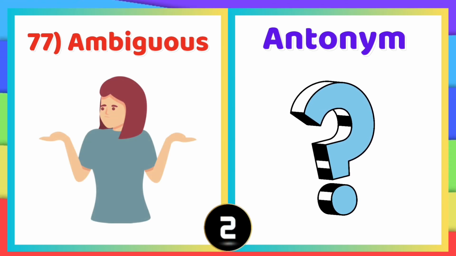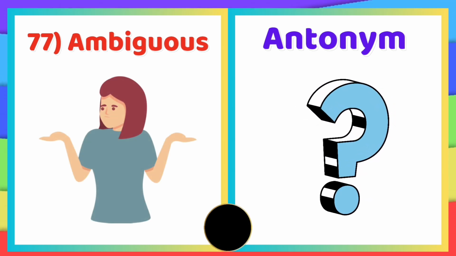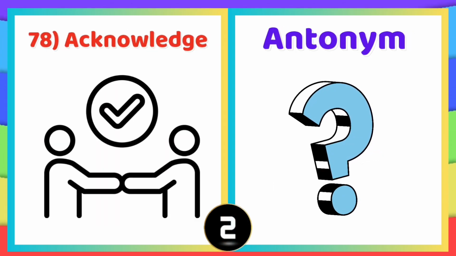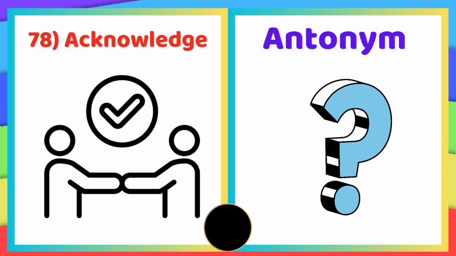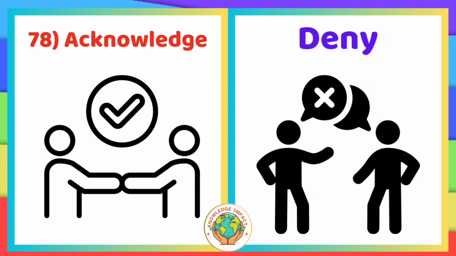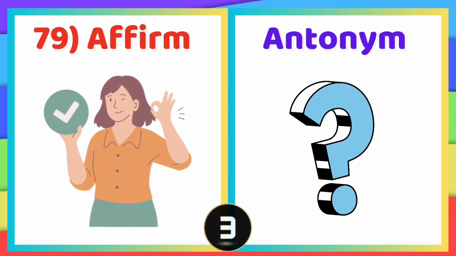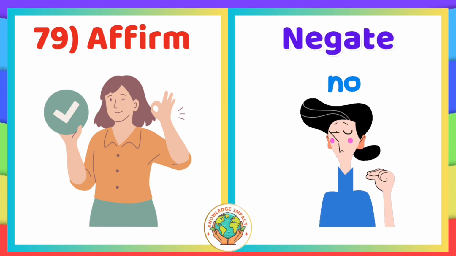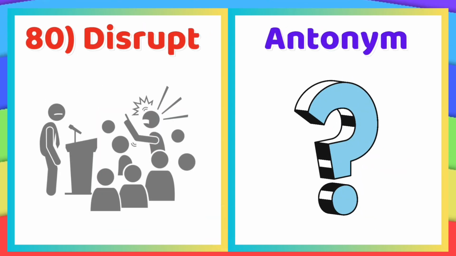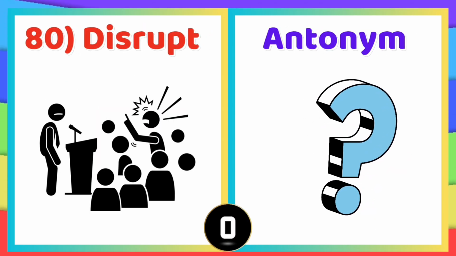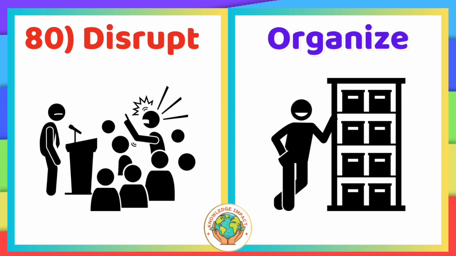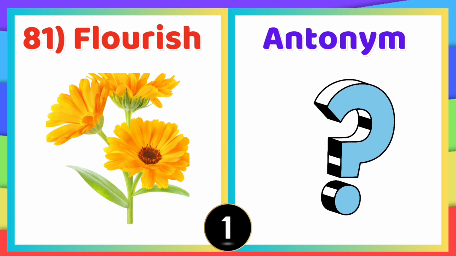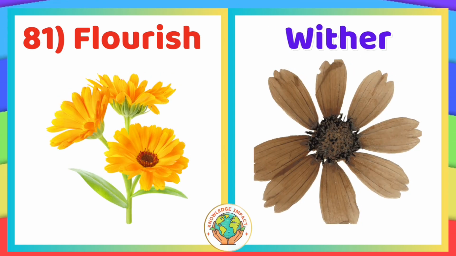What's the antonym of the word ambiguous? Clear. What's the antonym of the word acknowledge? Deny. What's the antonym of the word affirm? Negate. What's the antonym of the word disrupt? Organize. What's the antonym of the word flourish? Wither.